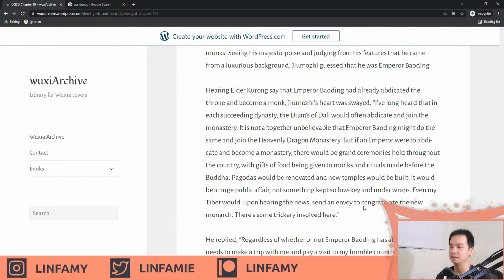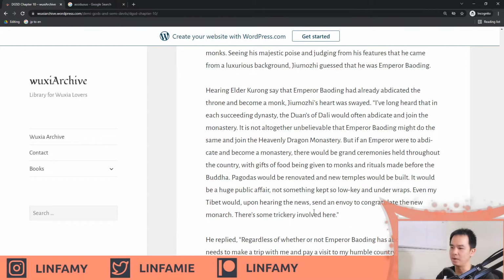I have long heard that in each succeeding dynasty, the rulers of Dali would often abdicate and join the monastery. It is not altogether unbelievable that Emperor Baoding might do the same and join the Heavenly Dragon Monastery. But if an emperor were to abdicate and become a monk, there would be grand ceremonies held throughout the country, with gifts of food being given to monks and rituals made before the Buddha. Pagodas would be renovated and new temples would be built. It would be a huge public affair, not something kept so low-key and under wraps.